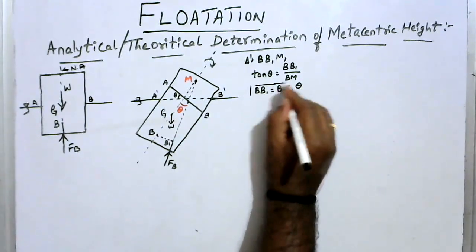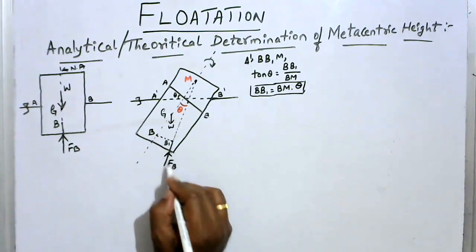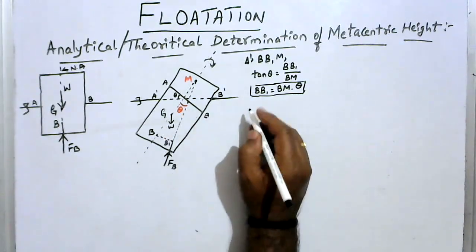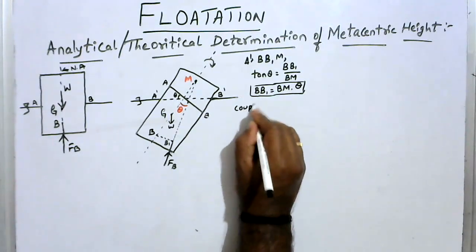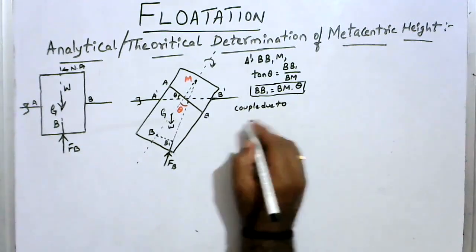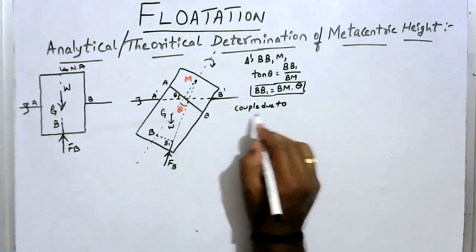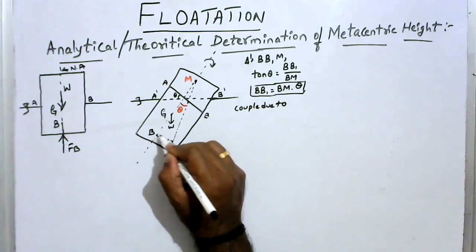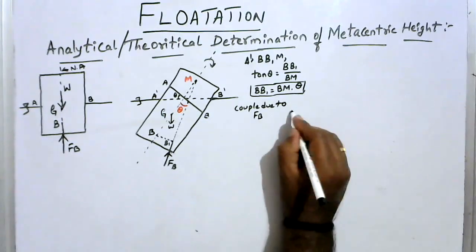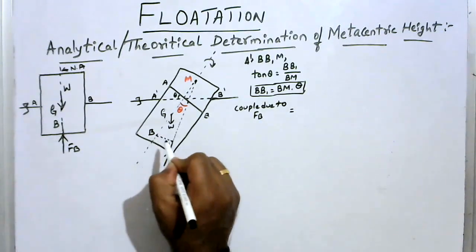I'll keep this on this side. Now, due to the shifting of this center of buoyancy, this force Fb will form a couple. That is the couple due to the shifting of the center of buoyancy from point B to B1. I'll write the couple due to the force Fb directly, which is formed due to the shifting of the center of buoyancy from point B to B1.